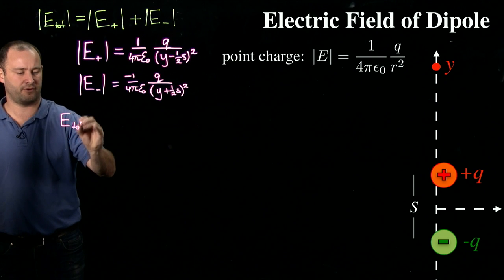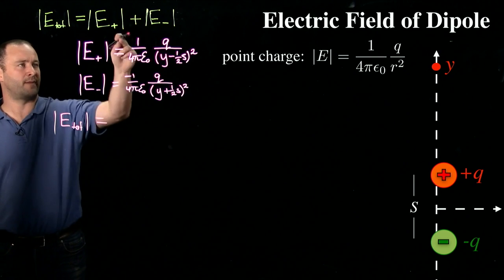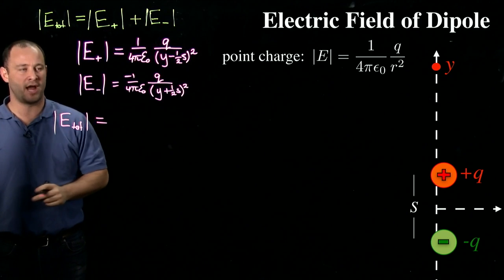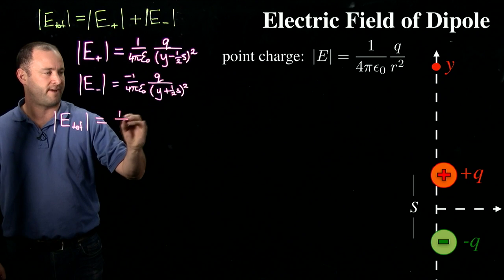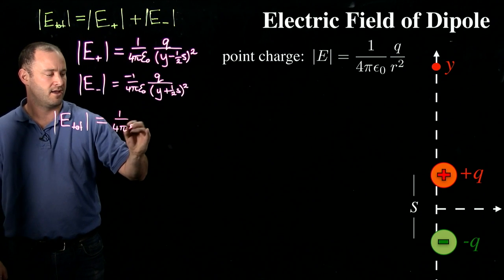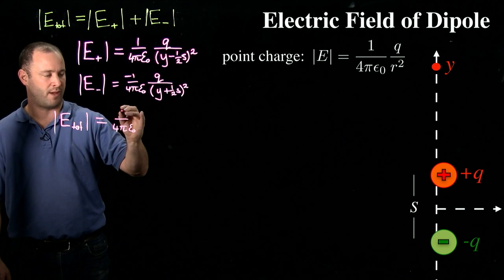So going through now, E total is just equal to the sum of these two, E plus and E minus. There's a common factor in here, 1 on 4 pi epsilon naught. Both of them have a q, so let's put my q up the top.